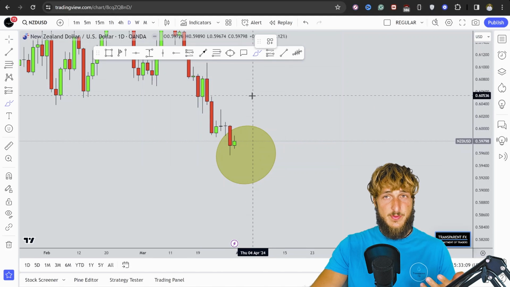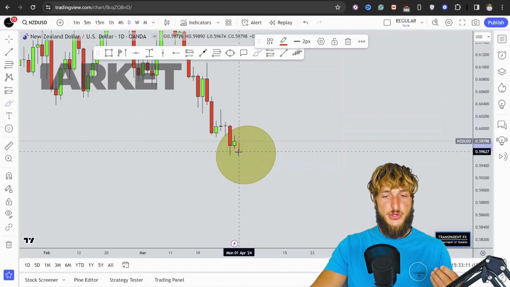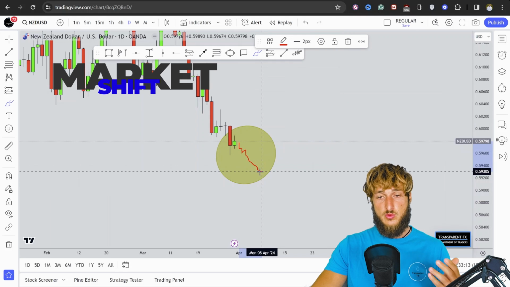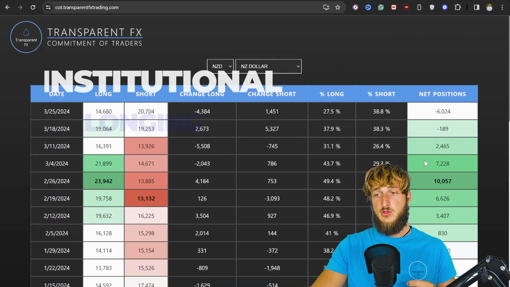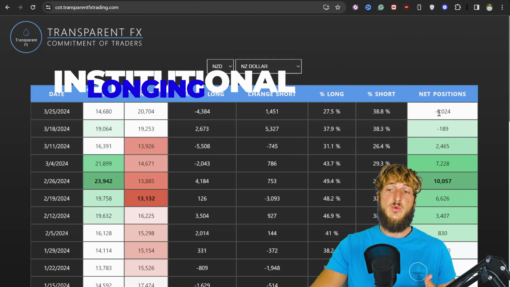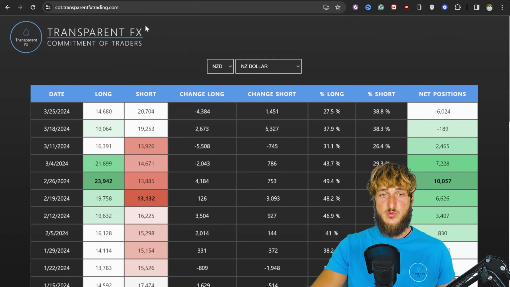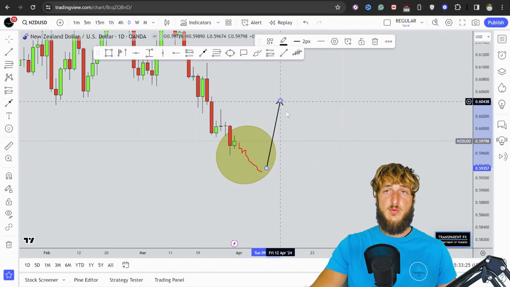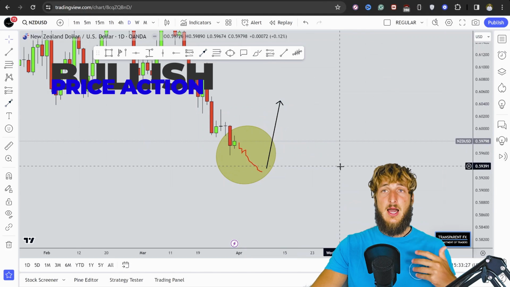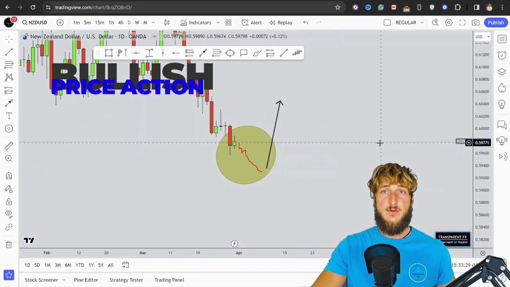Therefore, what I would expect is that if this market would shift from an intraday bearish to a bullish market from an intraday perspective, and institutional longing starts, so we start to see net positions getting increased once again, at that point I definitely would not be surprised if the market would create a rejection to the upside away from this confluence of support area.